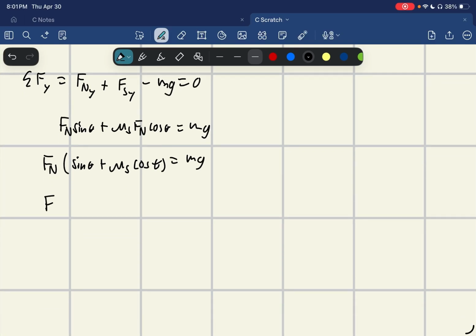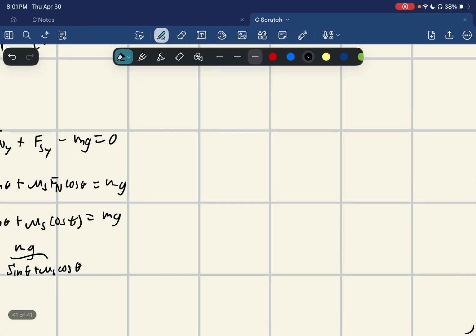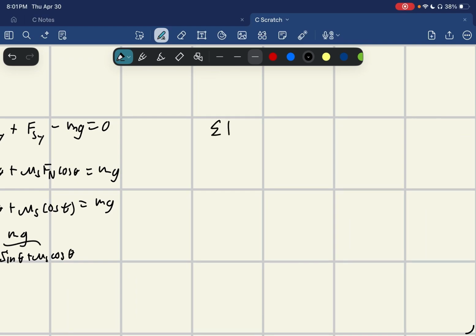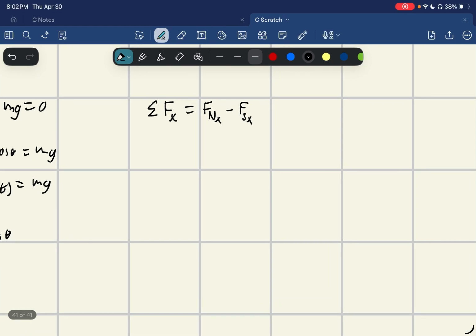So, and then to isolate for Fn, Fn is equal to mg all over sine theta plus mu s cosine theta. And then the x direction is like in the previous part, but Fnx and Fsx are now opposing each other, because Fnx minus Fsx is equal to mv squared over r. And then breaking up Fnx into Fn cosine theta minus mu s Fn sine theta is equal to mv squared over r.